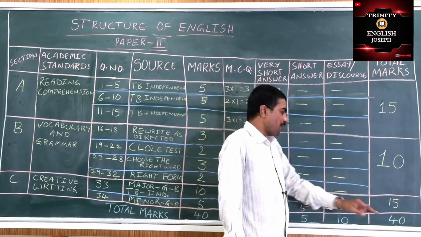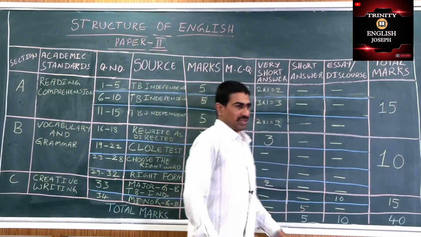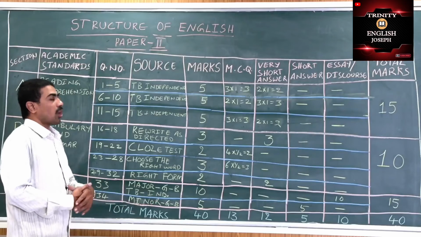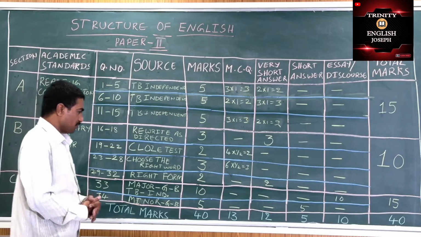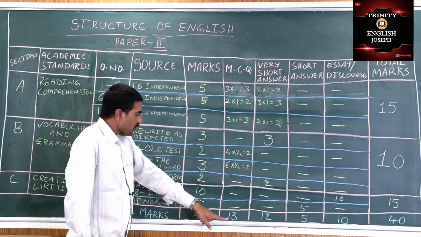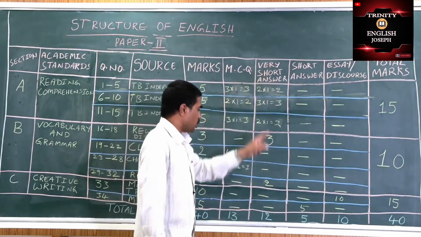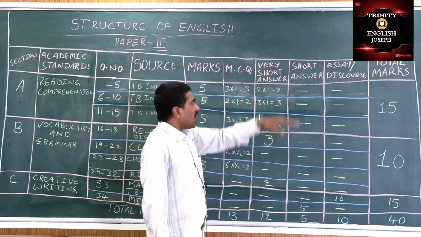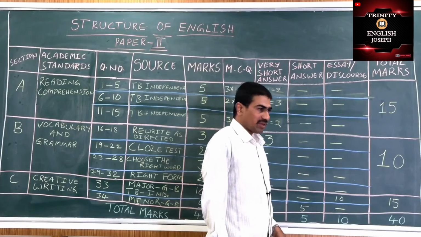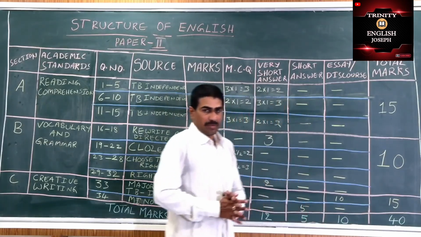And altogether this section, creative writing, covers 15 marks. If you just look across, the total marks allotted for this paper are 40. Under this paper 2, multiple choice questions cover 13 marks, very short answers cover 12 marks, short answers cover 5 marks, and essay answers or discourses cover 10 marks. Altogether, if you add it together, we have a total of 40 marks.